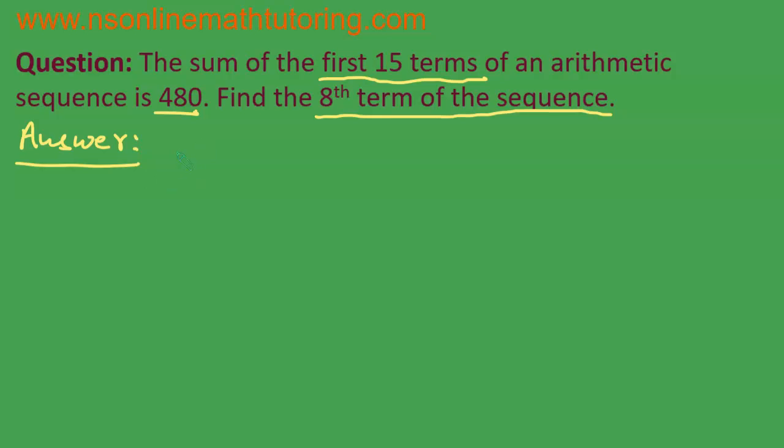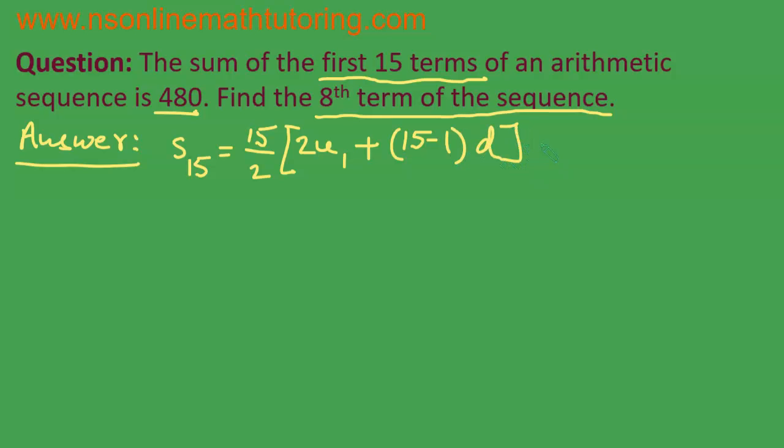Sum of the first 15 terms, so it will be S15, which should be equal to n over 2, where n is equal to 15 because the number of terms is 15. So it is 15 over 2, times 2u1, where u1 is the first term, plus n minus 1, so 15 minus 1, times d. This is equal to 480.